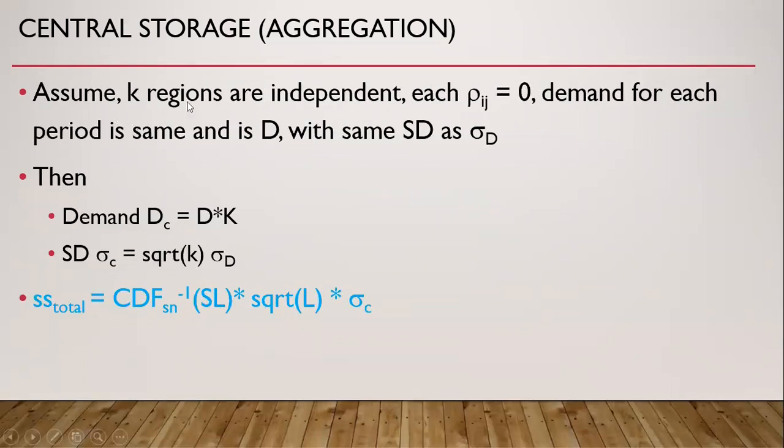So if we assume that k regions are independent, then the correlation between them is also zero. So demand for each geographical region is the same, d, and let us assume that the standard deviation is also the same. So the demand felt at central storage is d multiplied by k, and the standard deviation is the square root of k, that is the number of geographical regions, multiplied by sigma d, which is the same for all. So SS total is nothing but this entity.